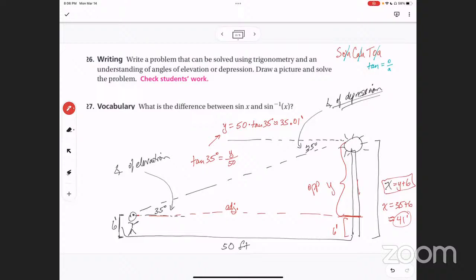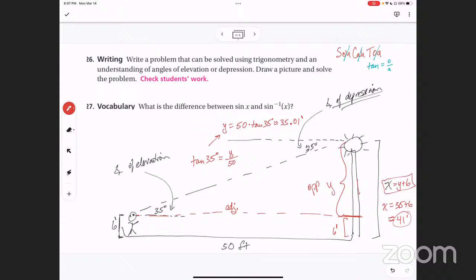All right. So you can write the word problem out. Now that I drew the picture, you can write the word problem out. So what you should say is, a man is standing 50 feet away from a light post. The angle of elevation from his eyes is 35 degrees. His eyes are 6 feet from the ground. How tall is the light post?